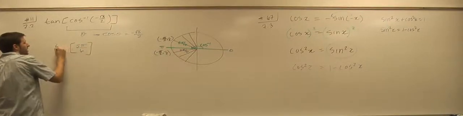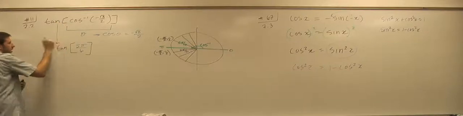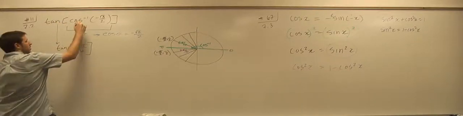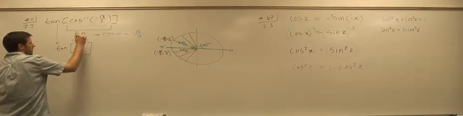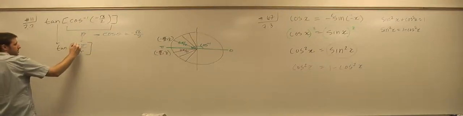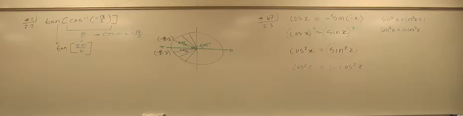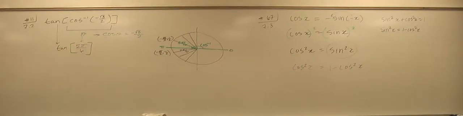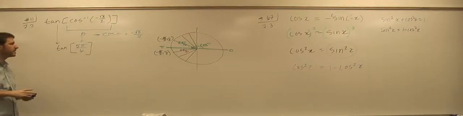Right, so I have not done this tangent portion yet. So I have to bring that down. I have solved for the cos inverse. That was the angle 5 pi over 6. And then I actually have to calculate tan of 5 pi over 6. How do I do that?